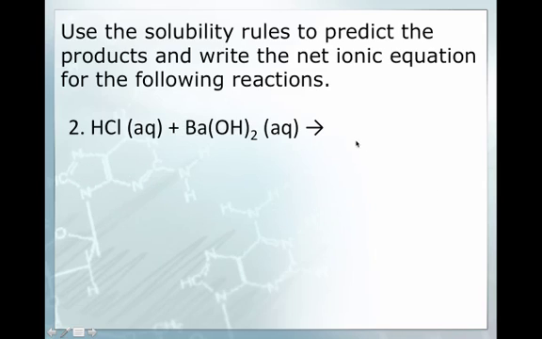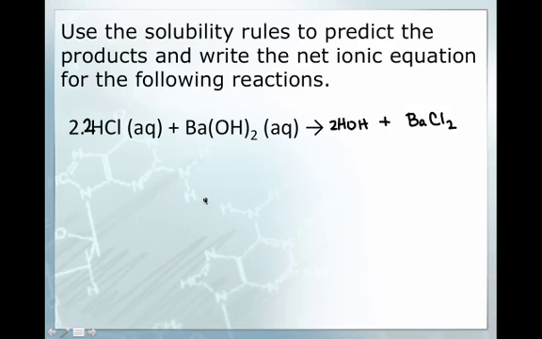How about another acid-base reaction? I don't think we need solubility rules here because we know we're going to make water and we're going to make some kind of a salt. And it's a chloride salt, so all chlorides are soluble except for silver, mercury, and lead. Let's crisscross our charges. Now I need 2 of these and 2 of these.